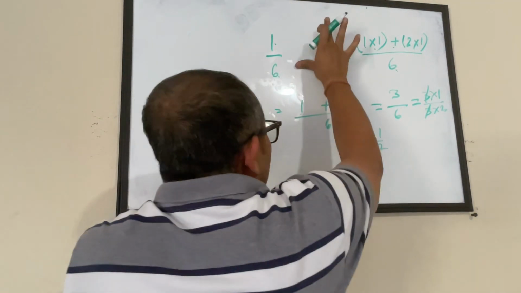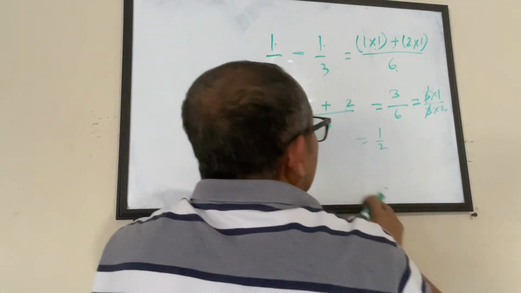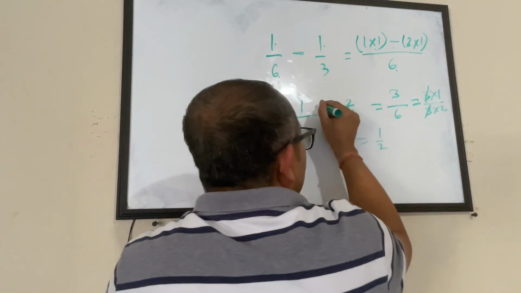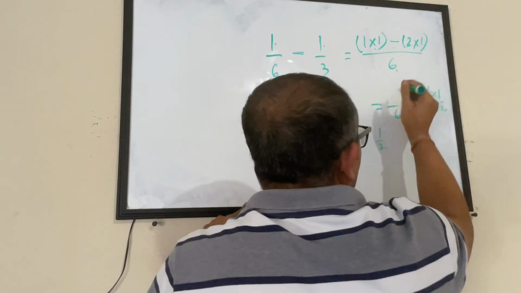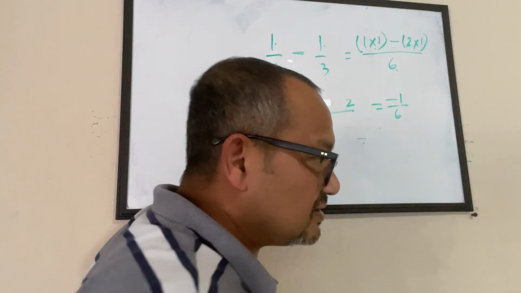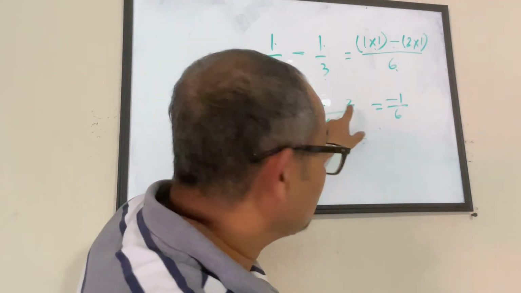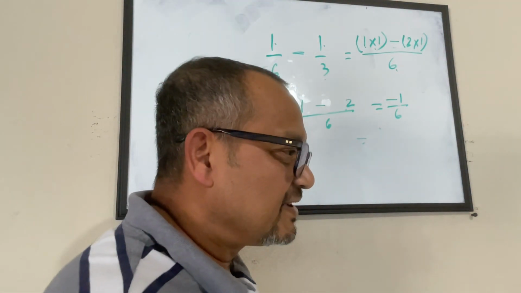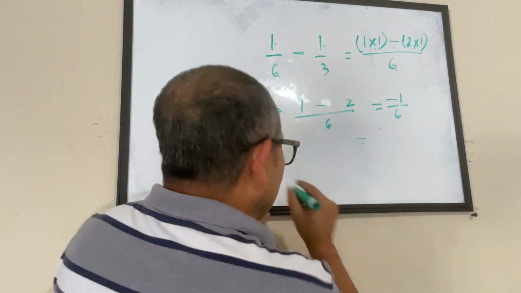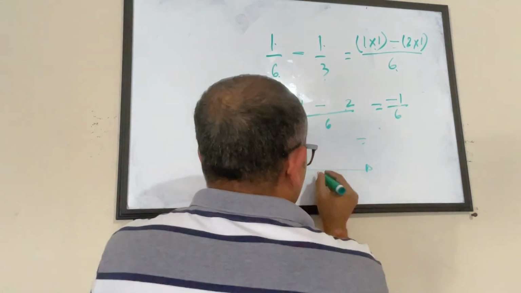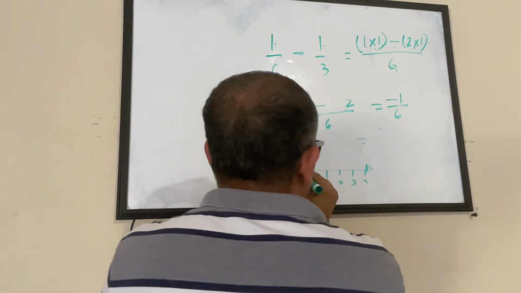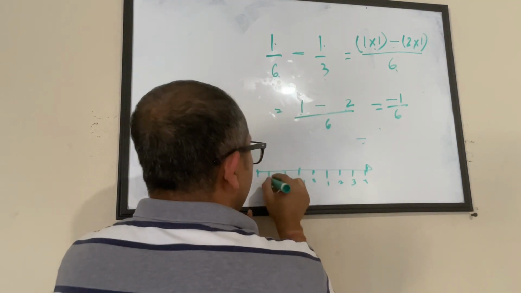What if this was a minus sign? I would have put a minus here. This would have been minus 1 by 6. How? 1 minus 2. Yeah. So if you look at the number line, it's 0 here. 1, 2, 3, 4, minus 1, minus 2, minus 3.